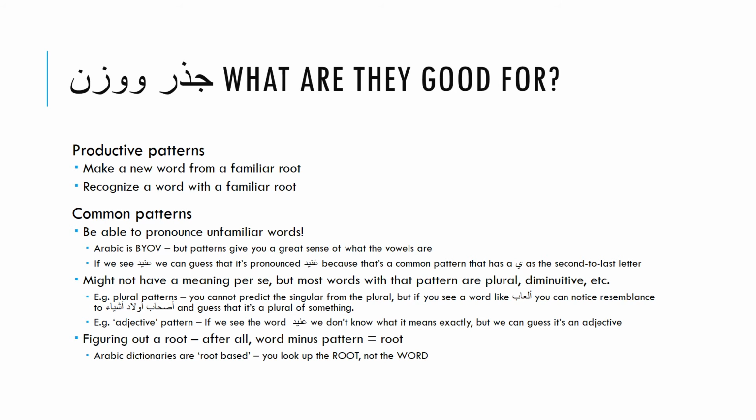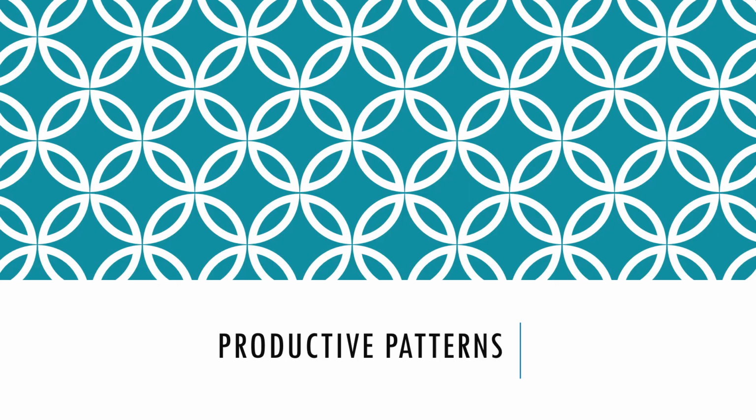Now, another important thing about understanding patterns is it's sometimes hard to figure out what the root of a word is. But if you know the pattern, you can subtract the pattern from that word, and you'll find the root, and vice versa. This is important when you use a dictionary. Arabic dictionaries are root-based. You look up the root. You don't just look up a whole word. You only look up those 3 consonants.